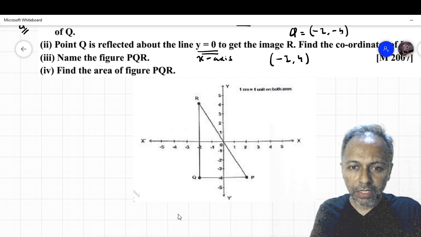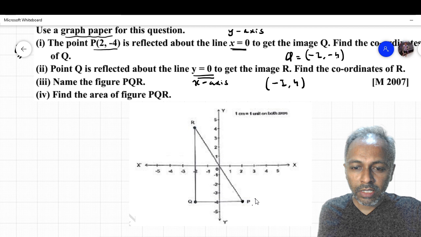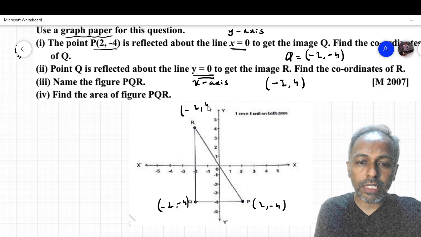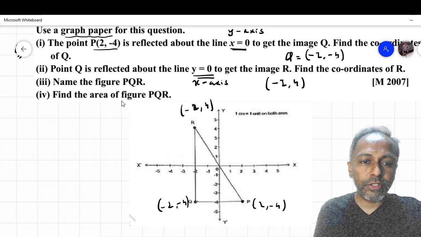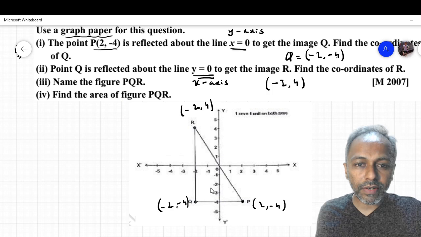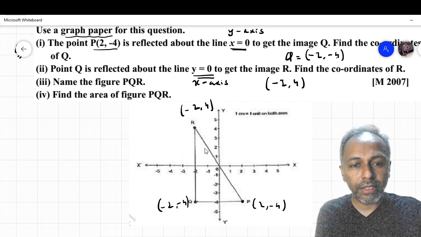P is (2, -4), so it comes in the fourth quadrant here. This is (2, -4). That's done. Then you have Q's coordinate (-2, -4) in the third quadrant here. Then you have R's coordinate turning out to be (-2, 4), which is in the second quadrant. And you want to name the figure PQR. So if you would have joined these 3 points, you would have got a right angle triangle. So you want to name the figure. The figure is a right angle triangle.